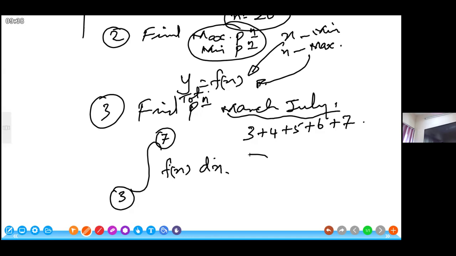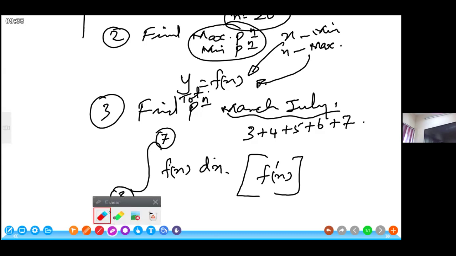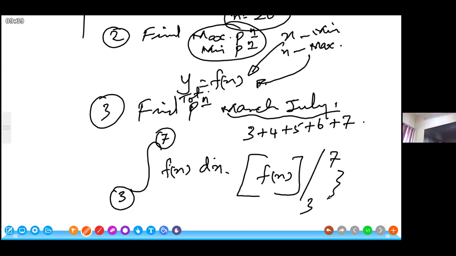So here, once you get the function, you can't say dash. Once you get the integral, you substitute the value for 7 and 3. So if you substitute the value for 7 and 3, what are the months that are included here?